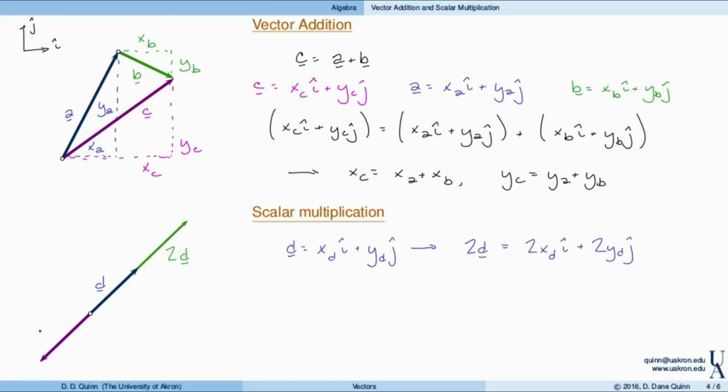Likewise, if I had a vector minus d, then that would be in the opposite direction of d, but in this case the same magnitude. So the components would be minus xd in the i direction, minus yd in the j direction. So for scalar multiplication, it leaves the vector direction unchanged.